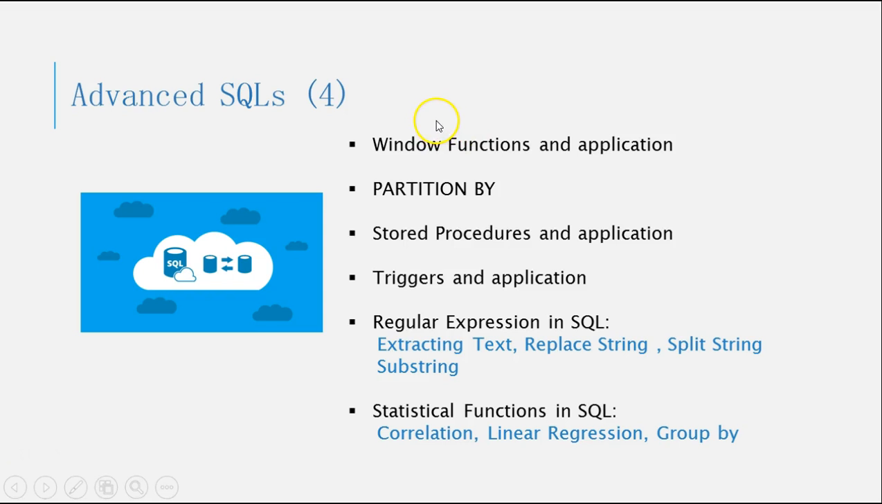After we have finished the intermediate SQL part, we will continue to study the advanced SQL. Here, you will learn the window functions and applications. You will understand the partition by statement to generate the bucket results within each group, for example, to generate a sequential number for each customer's transactions.